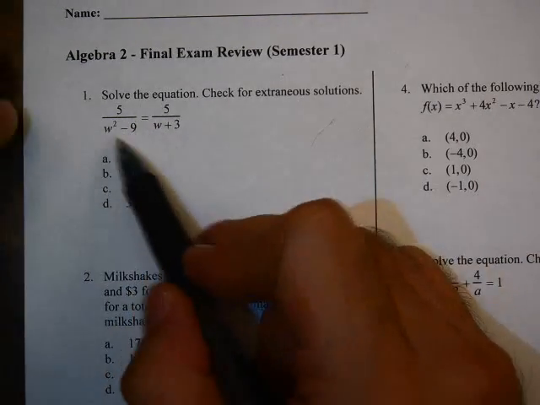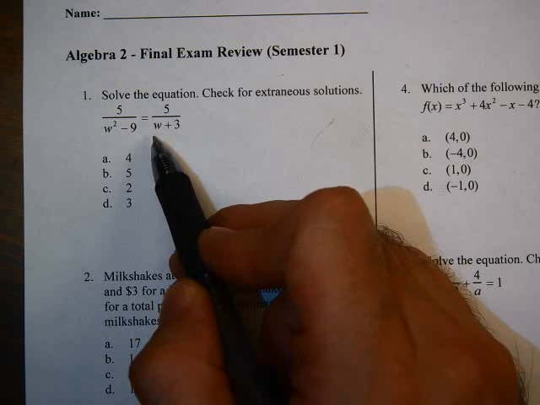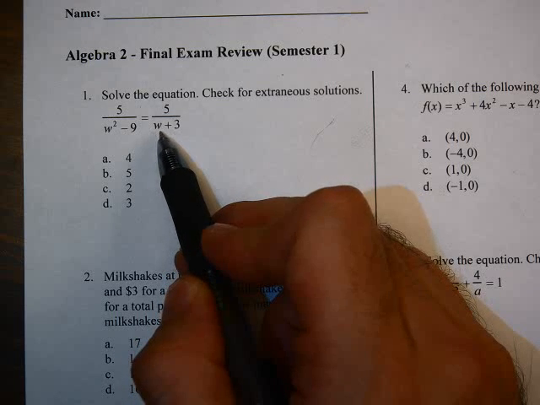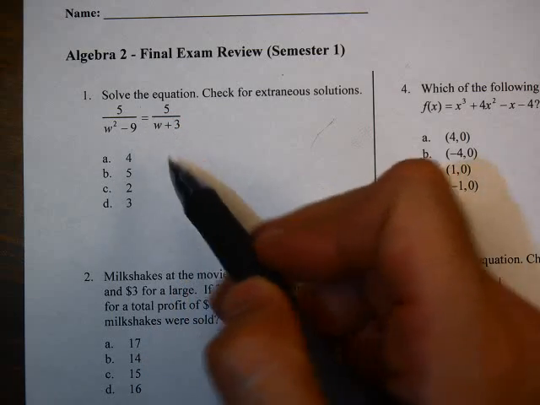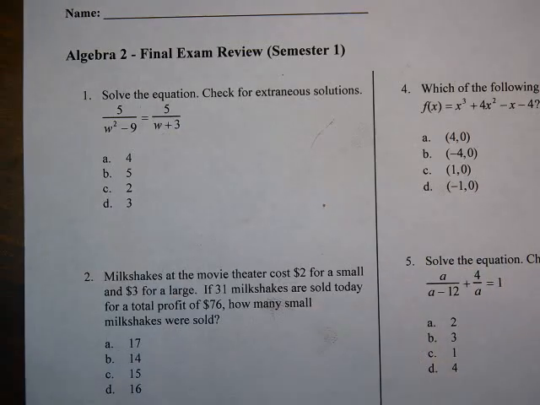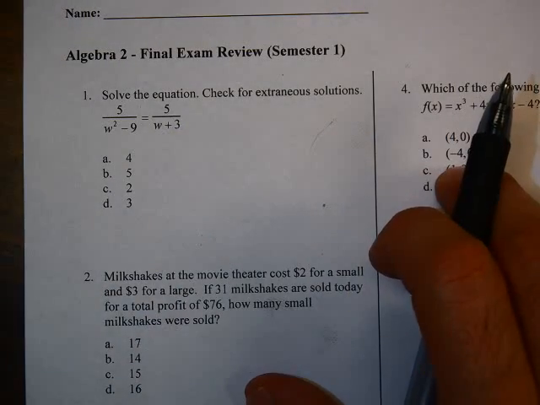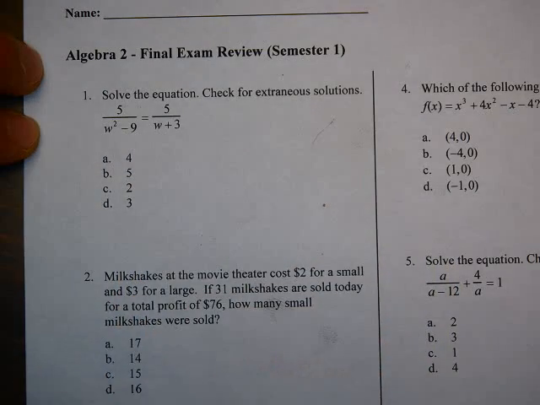Now when you look at the equation, one number that pops up that we should avoid is -3, because if we plug in -3 to w, that makes the denominator 0, which means it'll be undefined. You can't divide by 0. So when they're saying check for extraneous solutions, that's the kind of solution that we want to avoid. Now there's two methods to do this. What I'm going to show first is the common denominator method.